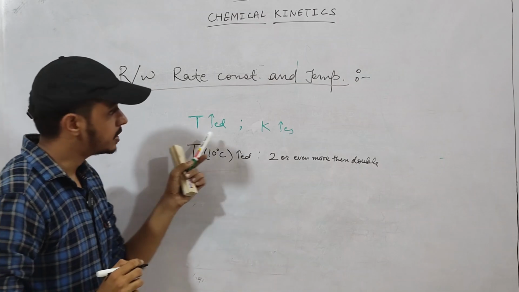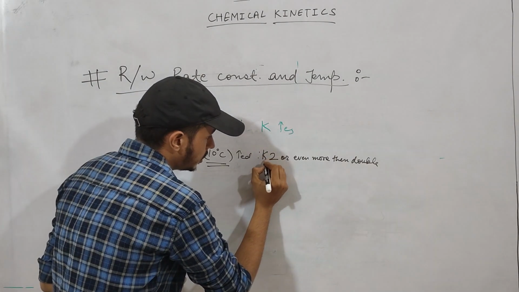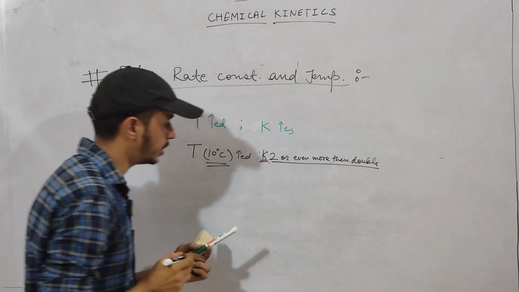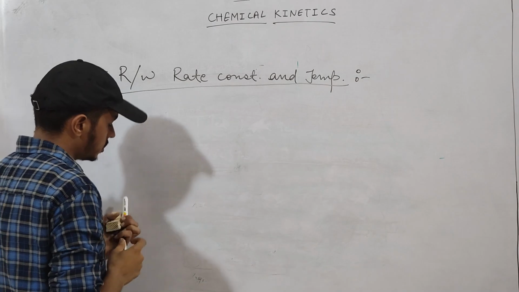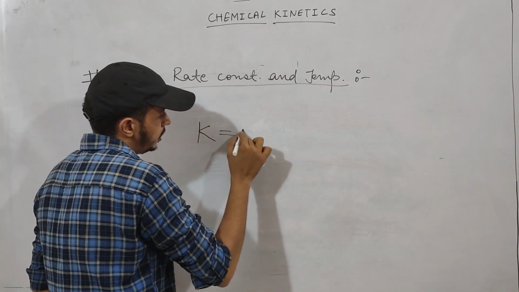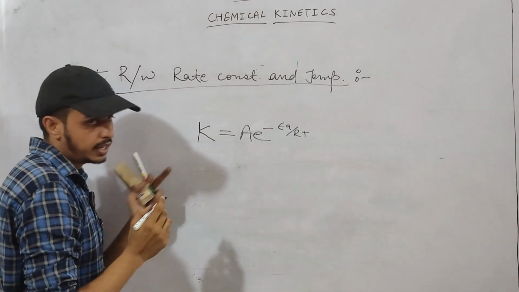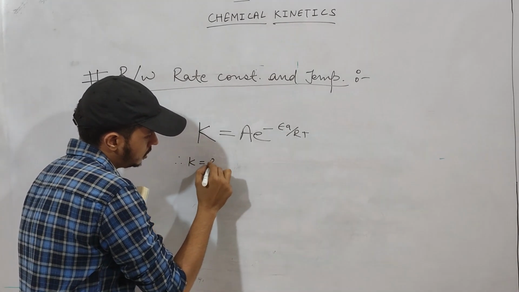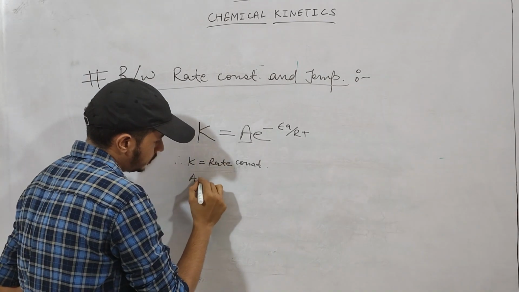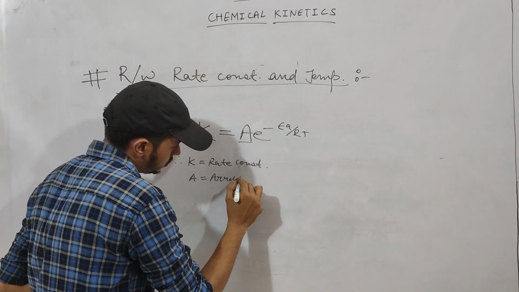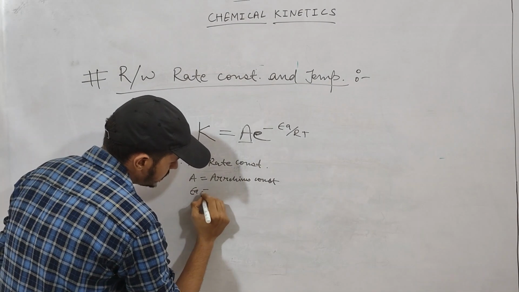So when temperature increases, rate constant increases. But when the temperature is increased by 10 degrees Celsius, rate constant K becomes double or even more than double. For this, Arrhenius gave an equation which is known as the Arrhenius equation, which is K equals A e to the power minus Ea upon RT. So here K is the rate constant, A is the Arrhenius constant, and Ea is the activation energy.